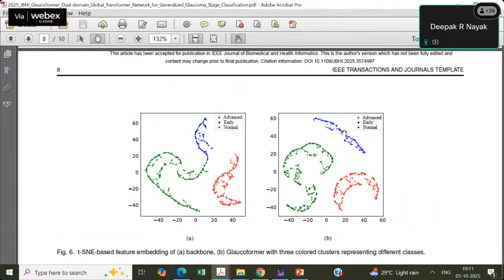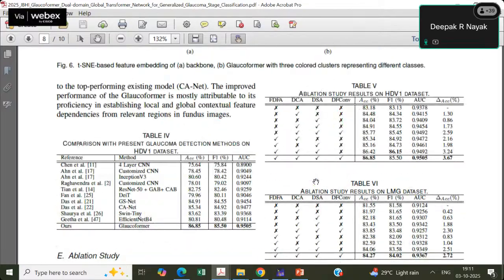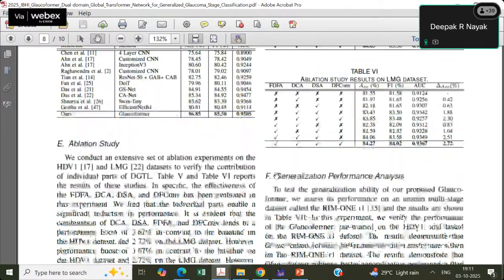And as I mentioned, the clusters are separate and well distinguishable, and that is how this transformer layer separates the clusters of different classes, and hence performs well compared to the others.